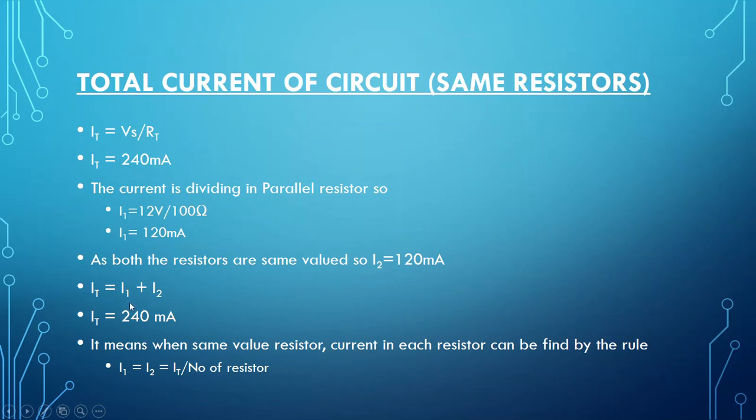So IT will be equal to I1 plus I2, so the total current will be 240 milliampere. It means when the resistors are the same value, the current in each resistor can be found by the rule I1 equal to I2 equal to IT divided by the number of resistors. So the total current is 240 milliampere and the number of resistors is 2, so 240 divided by 2 is 120 milliampere. So in each resistor the current flowing is 120 milliampere.